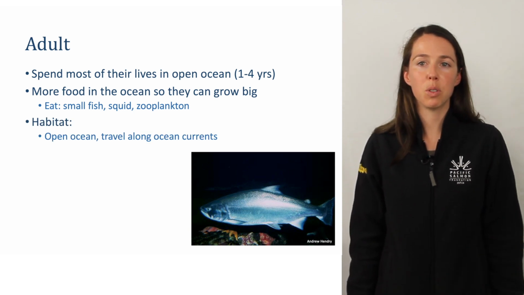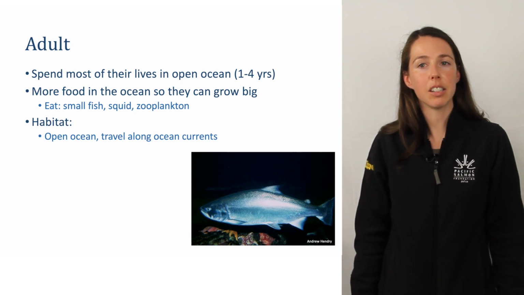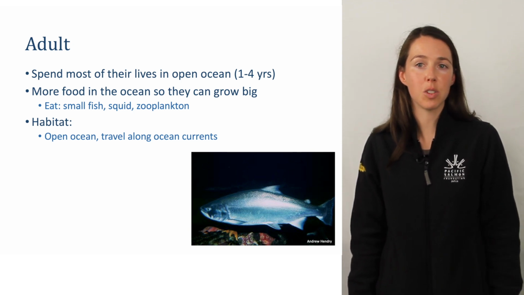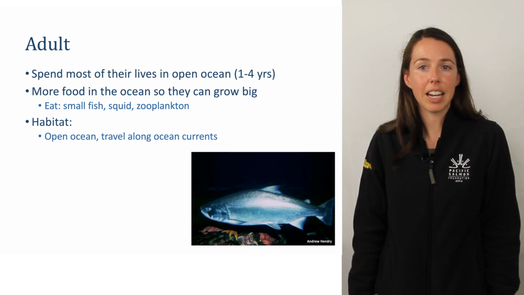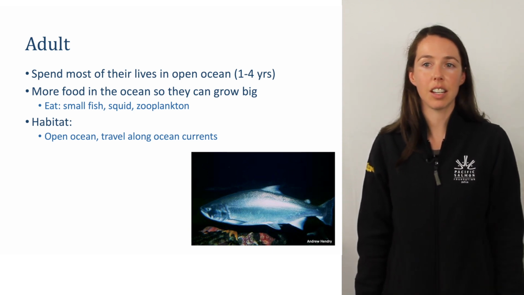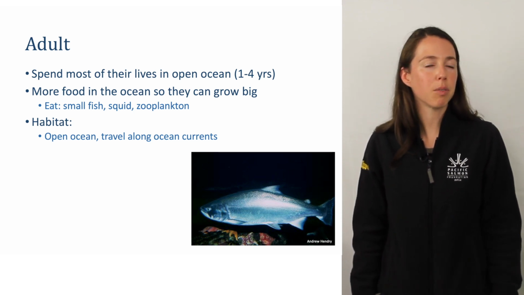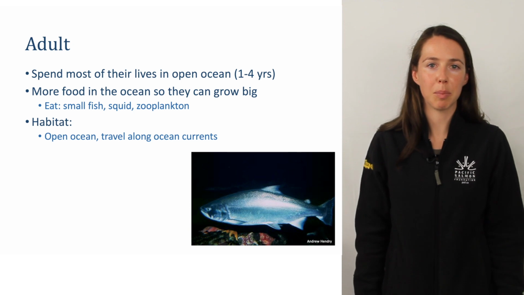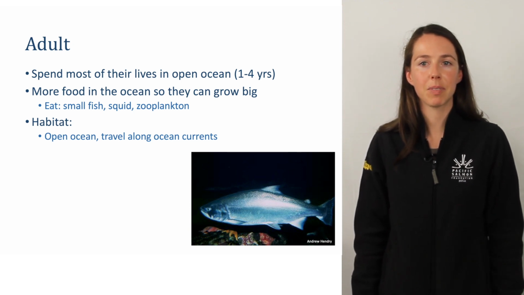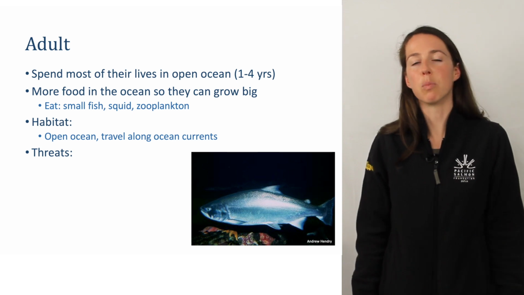So there's more food out in the ocean, so they can grow big. The things they eat are typically small fish, squid, and zooplankton. The habitat out here is the open ocean. They're traveling long distances, using ocean currents, and we don't know a lot about where they're going. Typically they're following prey, but there's still a lot to learn about what happens out in the open ocean. This includes knowing what some of the threats are, what are some of the causes of mortality.